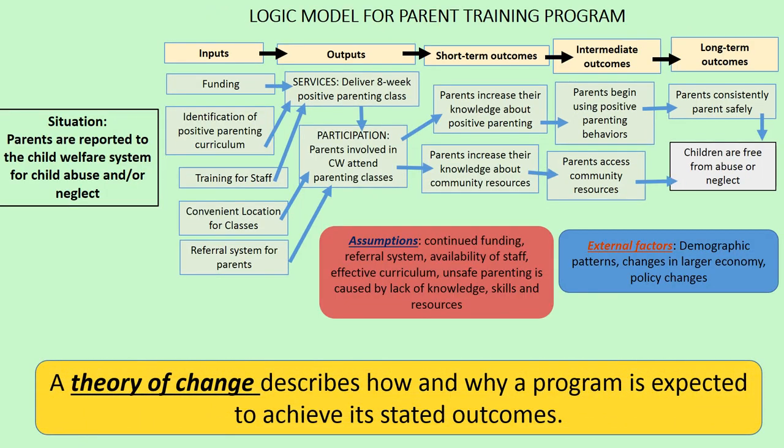A theory of change describes how and why a program is expected to achieve its stated outcomes. Throughout the process of creating this logic model, I've developed a series of if-then statements that describe the logical connections between the inputs, outputs, and outcomes. Taken together, these statements of logical connections between the concepts in the logic model are the theory of change. For example, if we assume, hopefully with some level of evidence, that unsafe parenting is caused by a lack of knowledge, skills, and resources, then when parents are reported to the child welfare system for child abuse, if we provide them with education and access to resources, then this will help solve the problem.